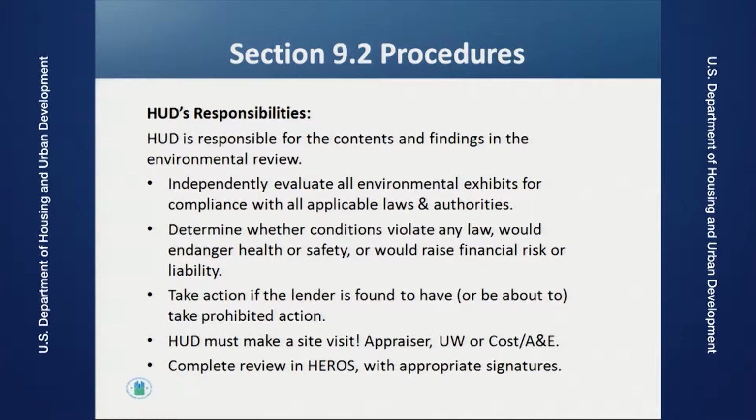It can be the appraiser, the underwriter, or anybody in cost A&E. It has traditionally been the appraiser, and a little later on we'll talk about the hows and whys of that. You do complete the environmental review. Now it's in HEROS with all appropriate signatures uploaded to your branch chief, and signed by whoever has final signing authority for the underwriting at the firm, when we issue the firm.